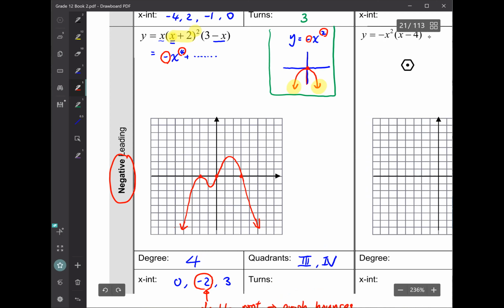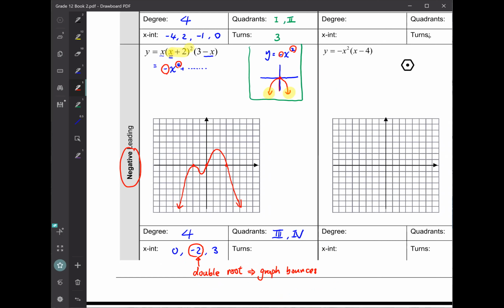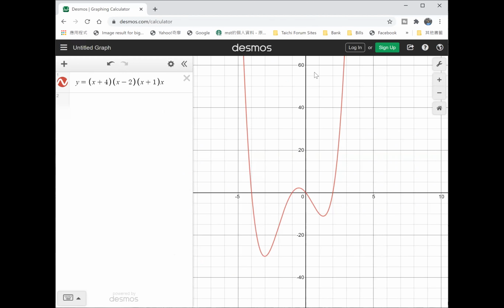Okay, so let's check with the decimals, and the number of turns. How many turns did we make, Tiana? Three. Yep, we have 3 turns, okay? 1 turn here, another turn down here, and then 3. So once again, I'll share the decimals, and then we'll check that. So x plus 2, 3 minus x. Let me pull that out.